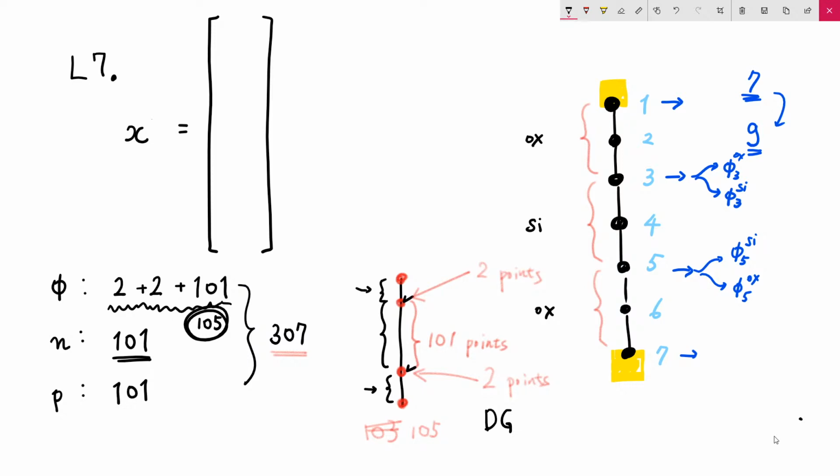Since you are all working with MATLAB, I think you are not unfamiliar with this convention, for example this one, semicolon. But anyway, let's say that the size of the x vector will be 307 by 1. Then the question is, what is the physical meaning of x1 or any number, say x100 and x307?